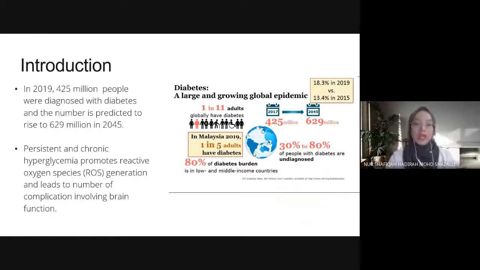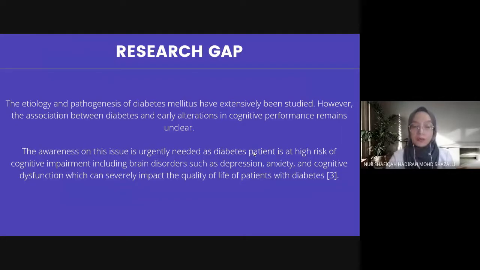In 2019, 425 million people were diagnosed with diabetes, and the number is predicted to rise to 629 million in 2045. Diabetes is a metabolic disorder that is characterized by hyperglycemia. Hyperglycemia is a high blood glucose level. Persistent and chronic hyperglycemia promotes reactive oxygen species, or what we call ROS, generation, and leads to a number of complications involving brain function.